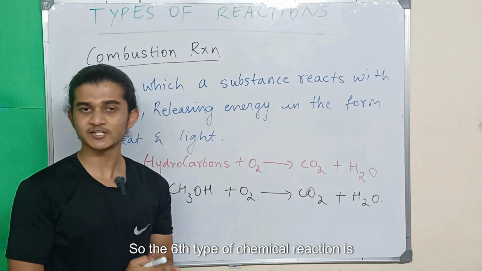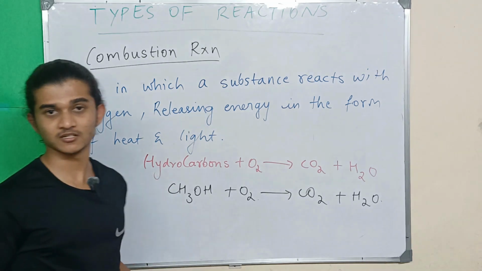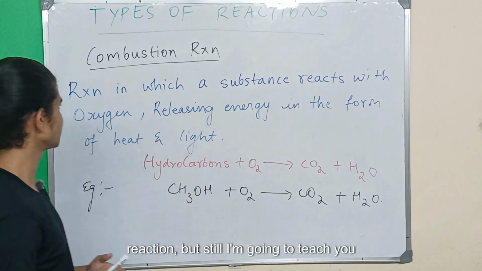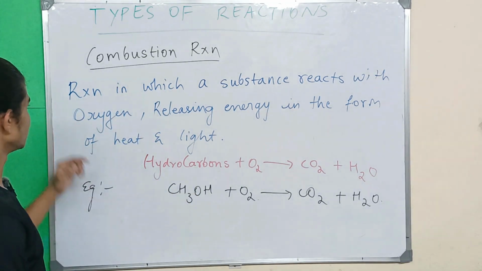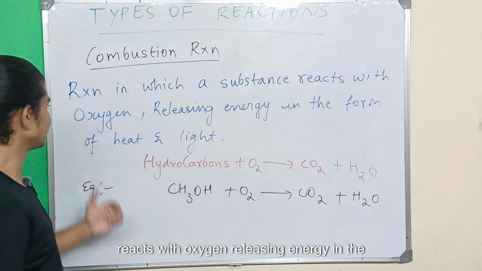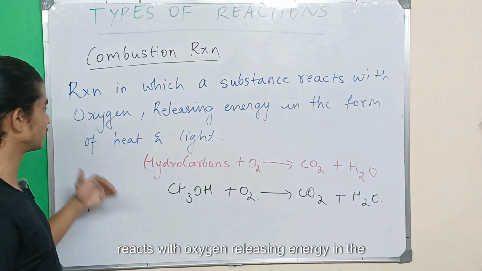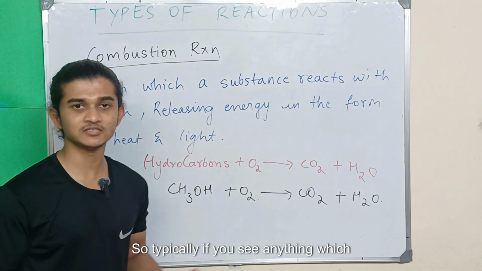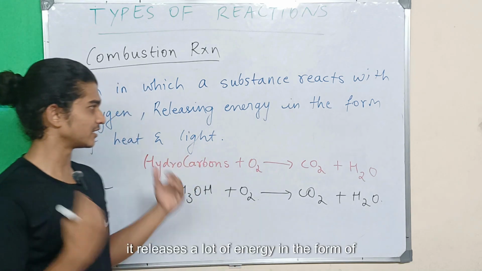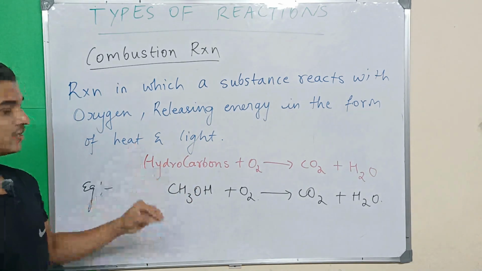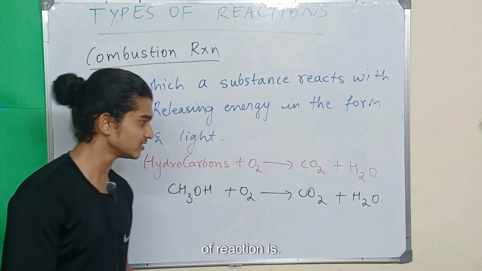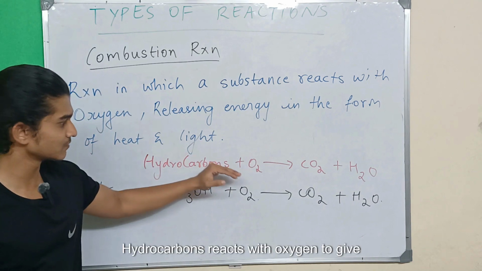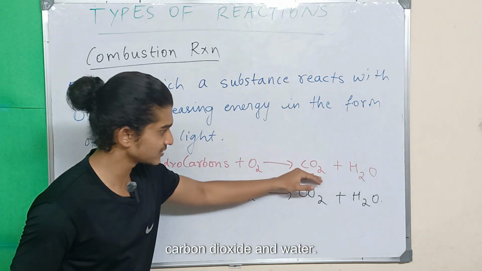So the sixth type of chemical reaction is combustion reaction. You guys probably know this reaction, but still I'm going to teach you in a systematic manner. It is a reaction in which a substance reacts with oxygen, releasing energy in the form of heat and light. Typically, if you see anything which combusts, it releases a lot of energy in the form of heat and light. Now the generalized equation of this type of reaction is hydrocarbons react with oxygen to give carbon dioxide and water.